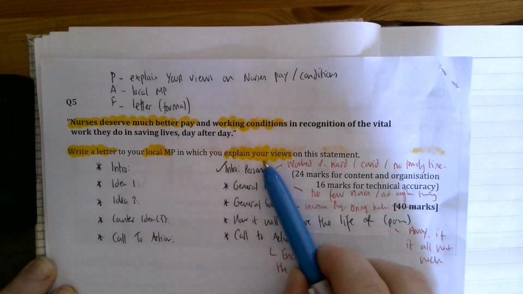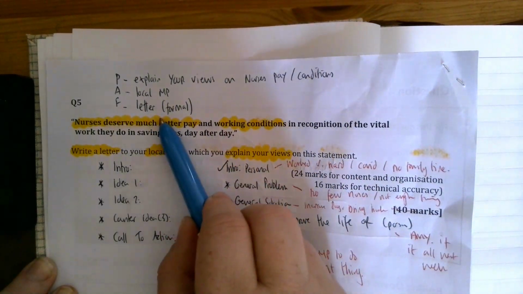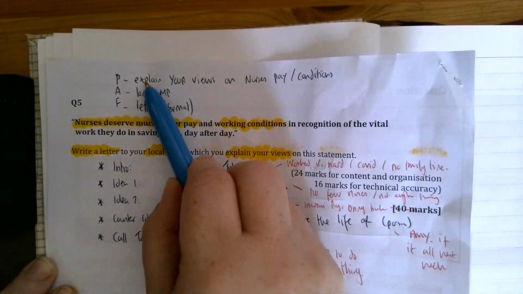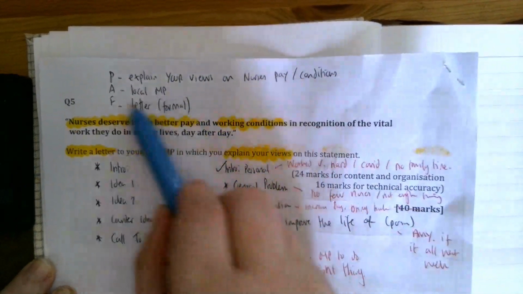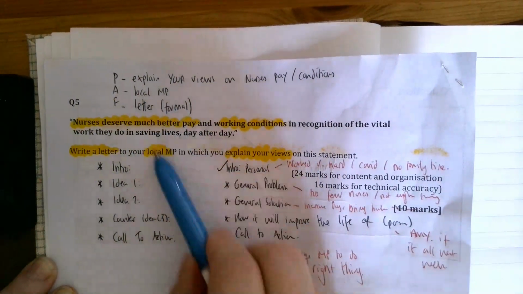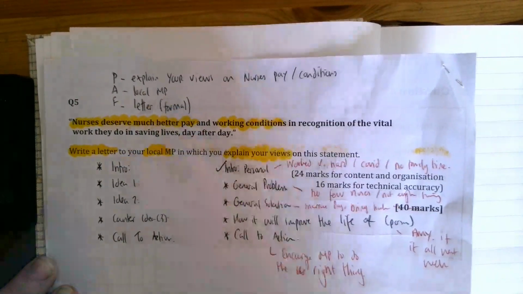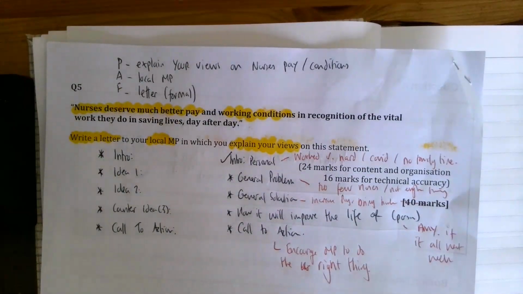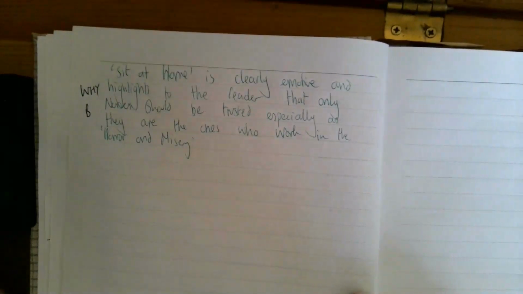So it says here that we're explaining our views on the statement. The statement is that nurses deserve better pay and better working conditions. So my purpose here is to explain your views on nurses' pay and conditions. My audience is a local MP, and then the format is a letter. Because it's to an MP, I know it's going to be a formal letter. So what I want to make sure is that I am doing a plan.